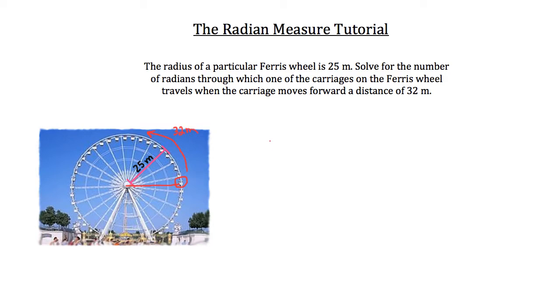Now remember our formula. S, that's the intercepted arc length, is equal to the radius of our circle times theta. Well, the arc length that we've traveled is 32 meters. So I'll write that over here for S. And the radius of our circle is 25 meters. Now we want to solve for theta. That's the number of radians through which one of the carriages of the Ferris wheel is going to travel when we move forward that distance 32 meters. So I'll write theta in there.